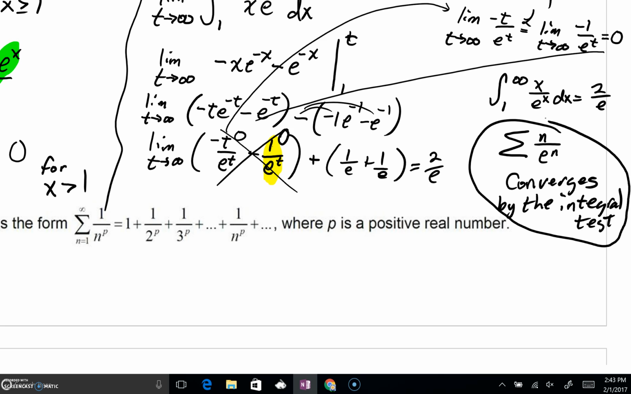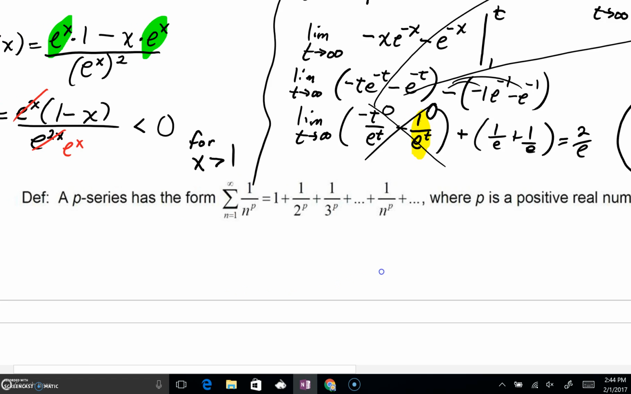The integral, in this case, would be representing net area, right? And that summation isn't representing area. You're looking at very different ideas. All the same, the behavior of the infinite integral, the fact that it converges, means that that infinite sum would converge also. Okay? So that's it for the integral test.